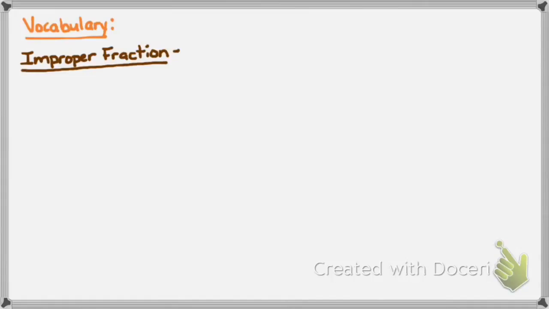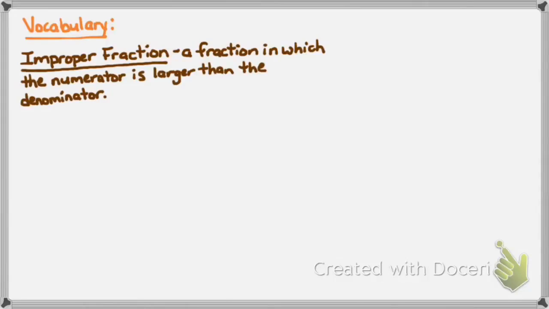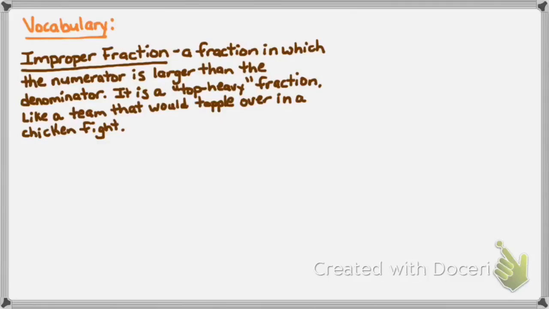The first vocabulary phrase is improper fraction. An improper fraction is a fraction in which the numerator is larger than the denominator. So in an improper fraction, the number on top is larger than the number on the bottom. It's what you might call a top-heavy fraction because the top is larger or heavier than the bottom.